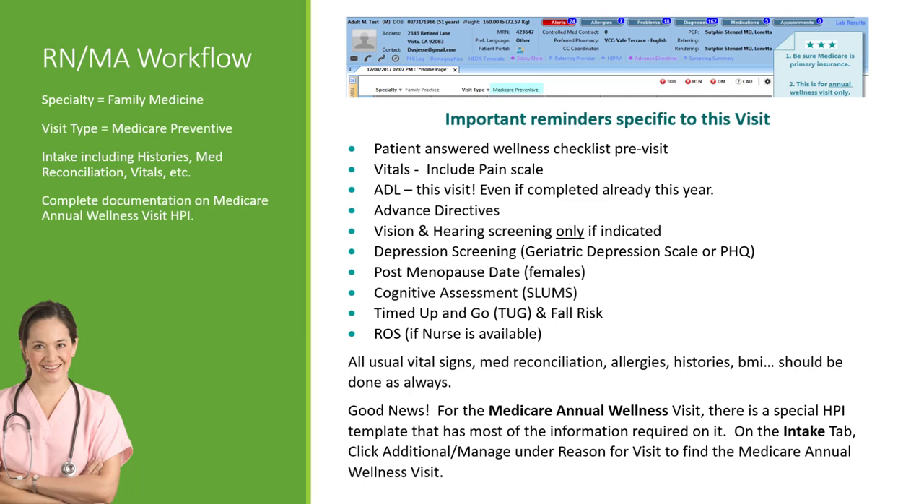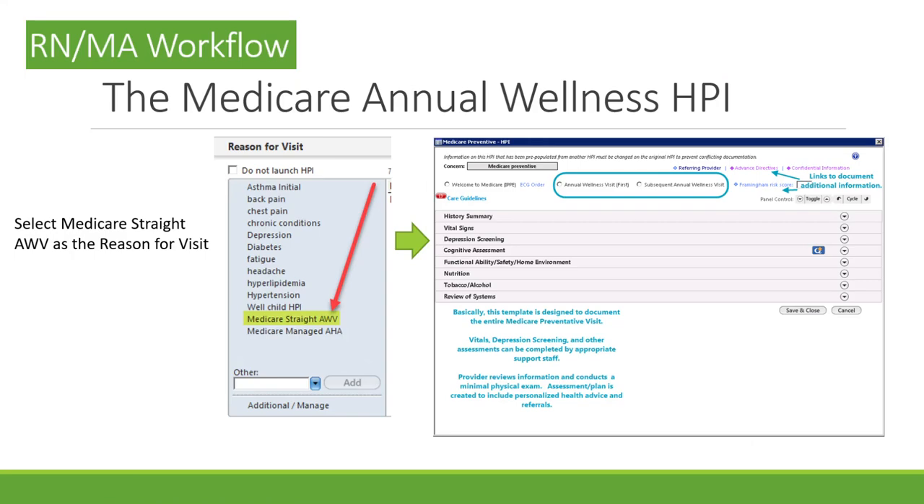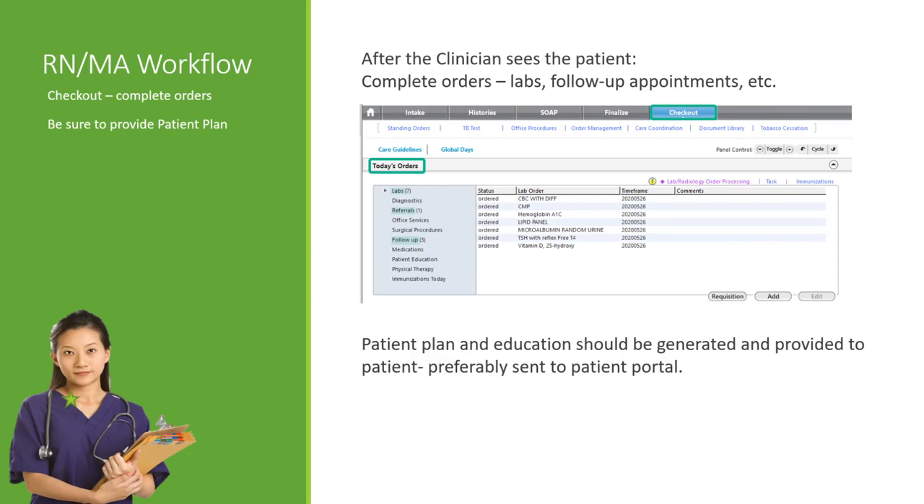The Medicare Annual Wellness Visit has its own template called Medicare Straight AWV. This template is selected under the HPI. When this template opens, it has several panels through which the documentation is entered. So for the RN or MA, whomever is supporting the clinician, after the visit is done, as per usual, items will be ordered, such as follow-up appointments, completing the labs, generate the patient plan, generate any patient education, and if possible, send all that to the patient portal.